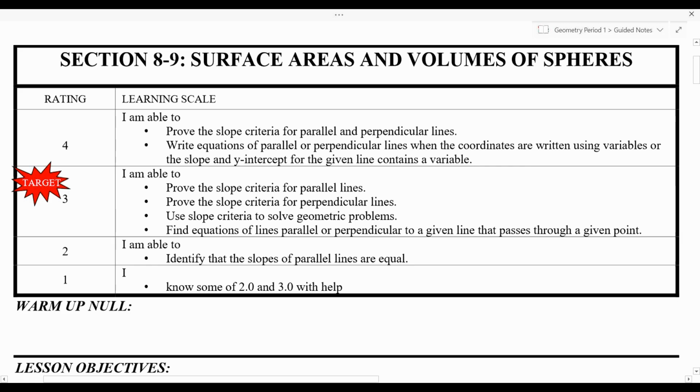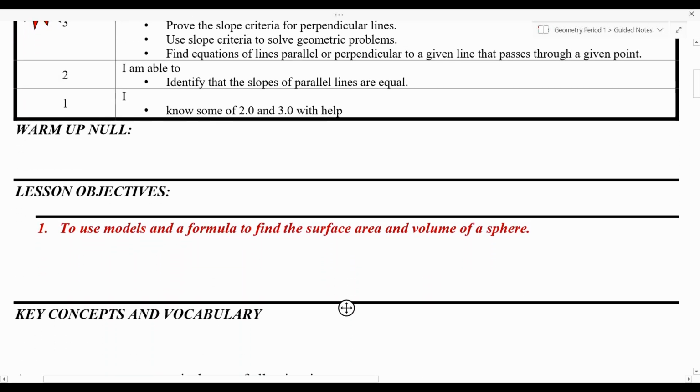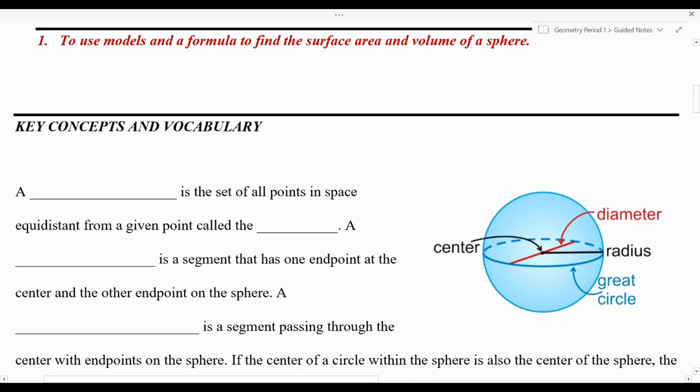Section 8-9, surface areas and volumes of spheres. Our lesson objectives here are to use models and a formula to find the surface area and volume of a sphere. Our key concepts, which are very similar to when we did circles, look like this.